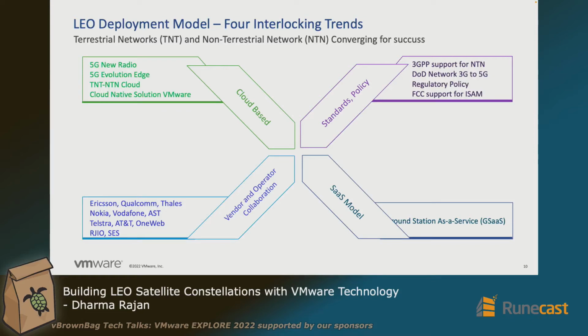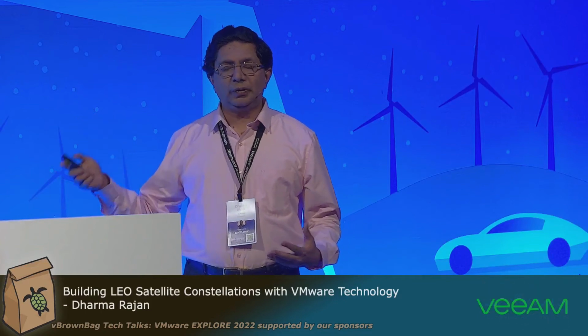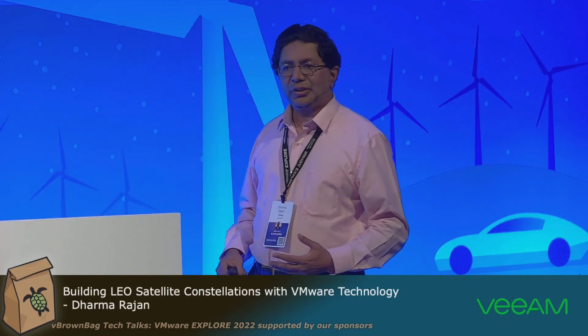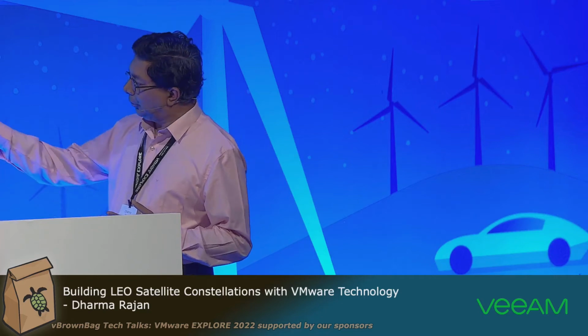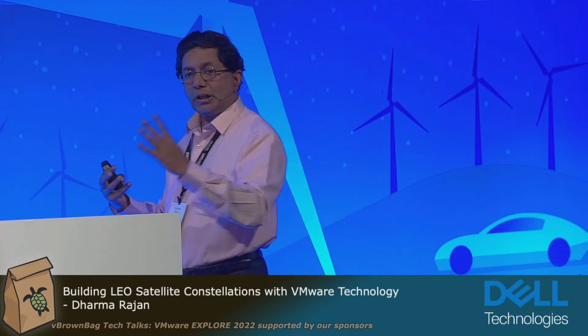Finally, the fourth, a SaaS-based model in order to manage this. It's not just to design and build this and put it into space, but also how do you start to manage it from a day-to-day operation point of view. That is where ground station as a service is coming into play. Some typical examples here are Leaf Space, which is using the Google Cloud. Then Microsoft has its own orbital program. VMware, as part of its multi-cloud strategy, can help you to connect across any of these clouds. So these are things to think about as you start to deploy this.